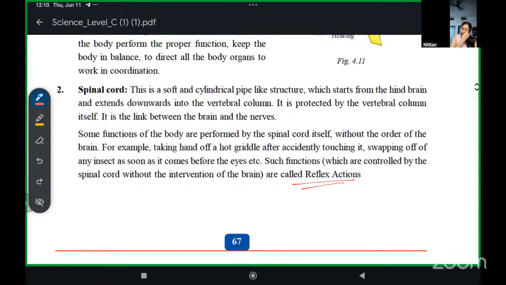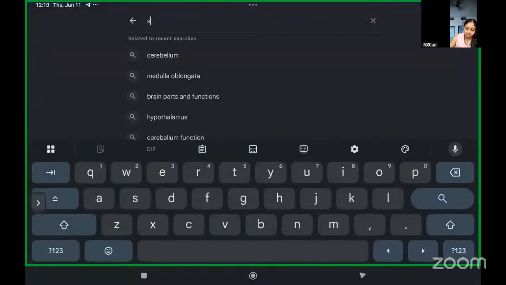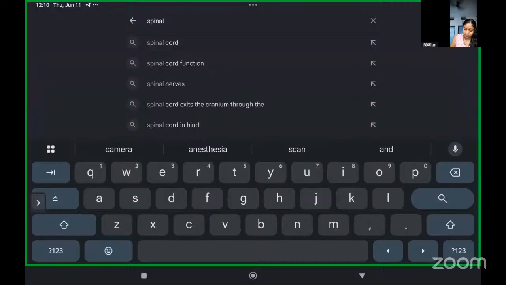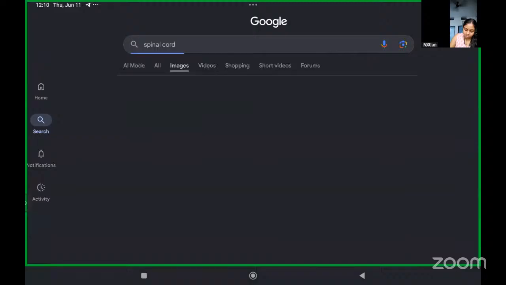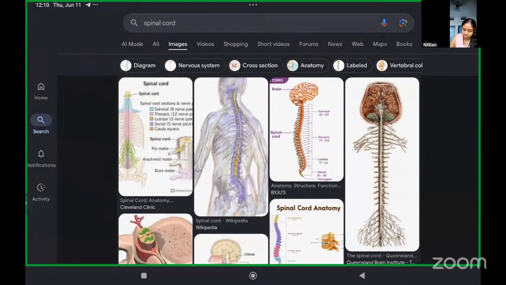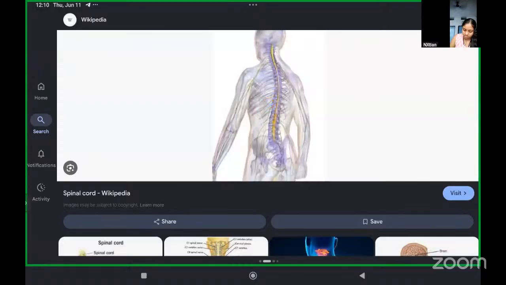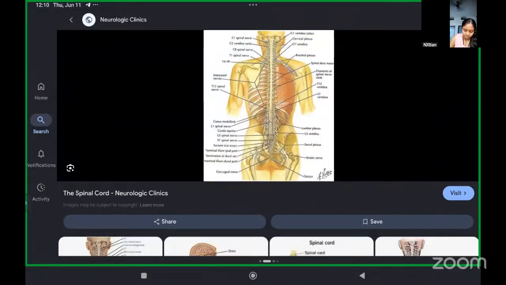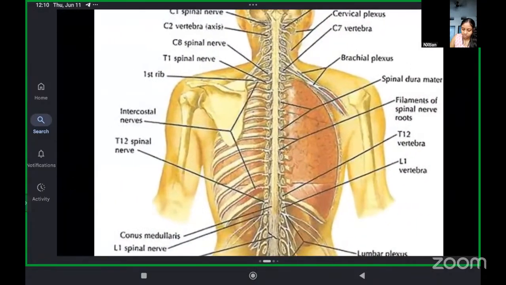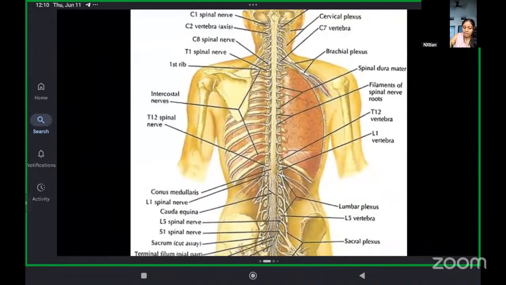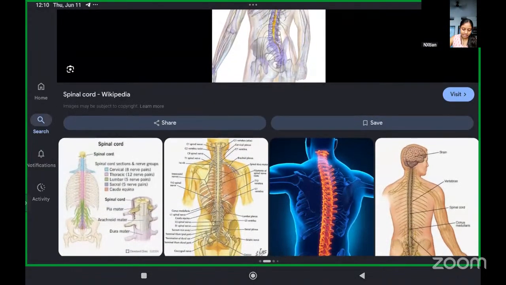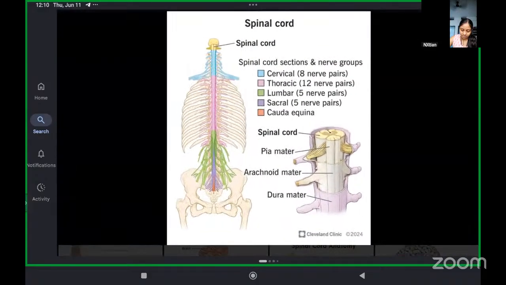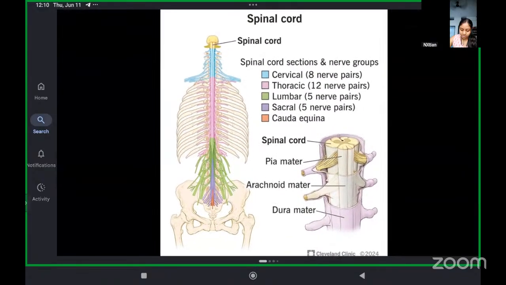Yes, Johanna, which is the spinal cord? Okay, let's show the spinal cord. Just check out this image. You can see this long line of the backbone. This is the spinal cord. You can see here also the spinal cord in the center.